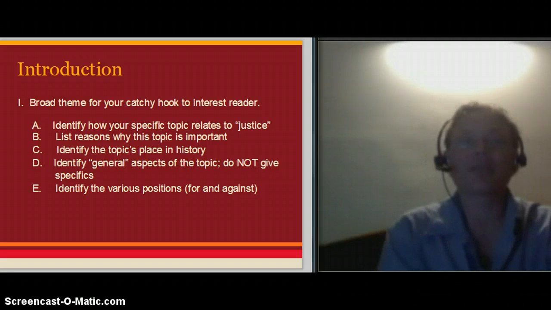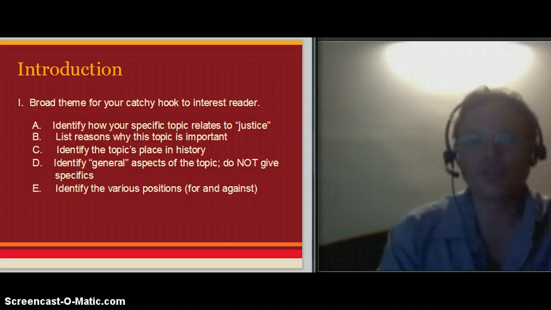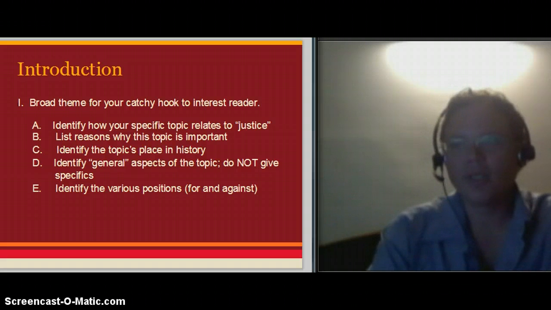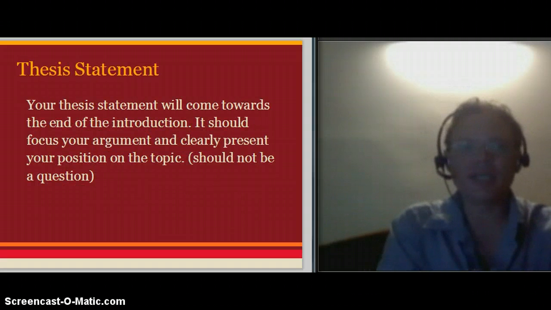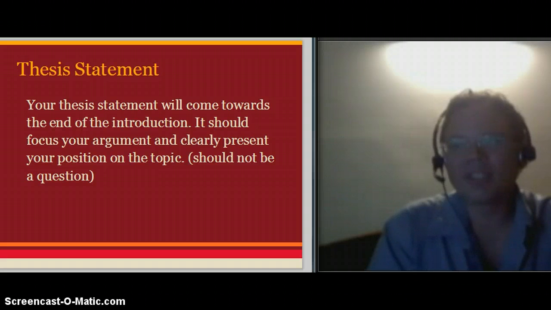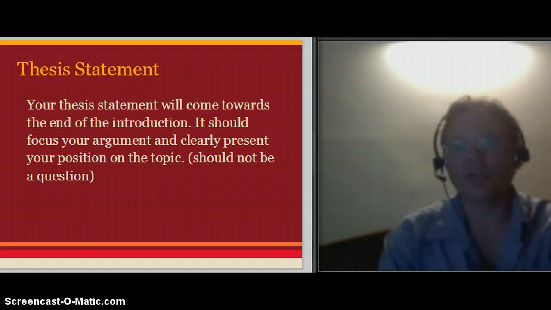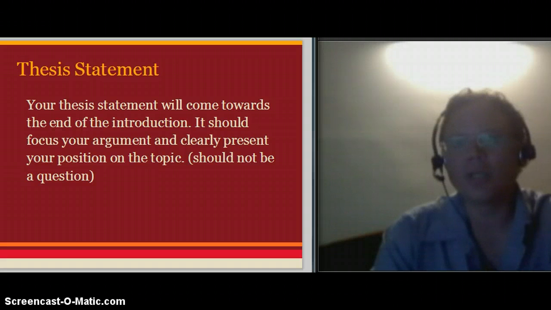It's good to pick a topic that has two sides for this assignment, because otherwise you're going to be writing a third section, and your argumentation is going to also be much more involved. And so at the end of the introduction, you're going to need to design a thesis statement. The thesis statement should focus on your argument and clearly present your position on the topic. And it shouldn't be a question. It should be a statement.